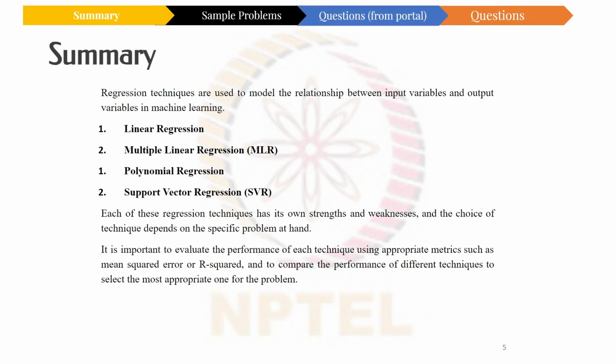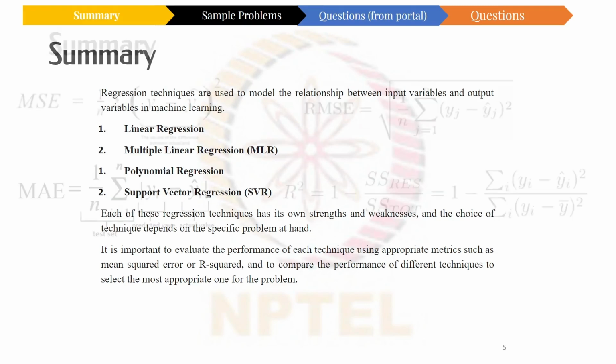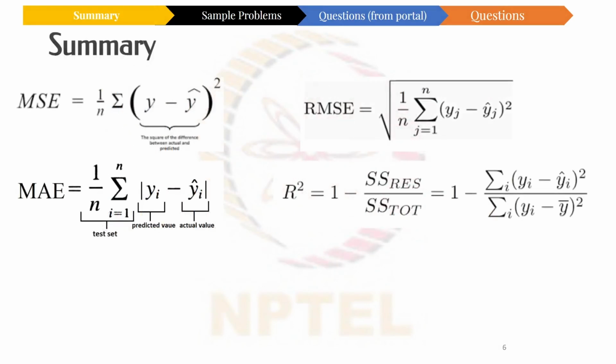Then we have several other techniques. Each of these techniques has its own strength and weakness, and there are some metrics to measure how to tell whether our model is performing good or bad. Here are some common validation metrics in regression that we use.